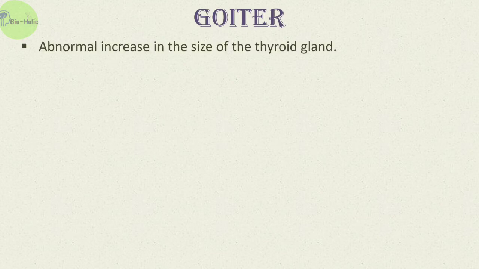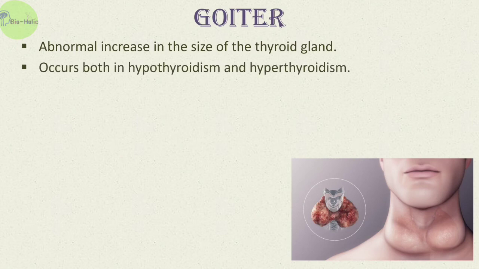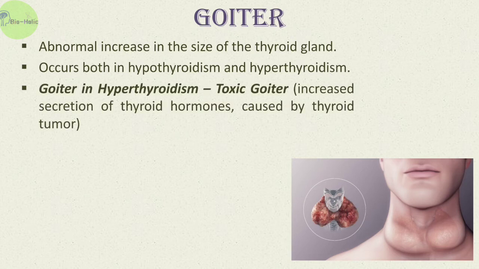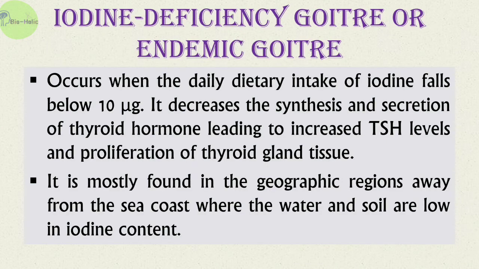Now let's explain goiter. It is abnormal increase in the size of the thyroid gland. It occurs both in hypothyroidism and hyperthyroidism. Goiter in hyperthyroidism is known as toxic goiter. It is caused due to the increased secretion of thyroid hormones by the thyroid tumor. And in hypothyroidism, the goiter is known as non-toxic goiter. This occurs even without any increase in hormone secretion.